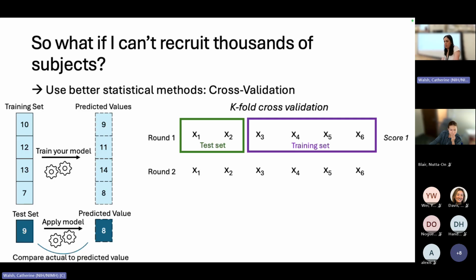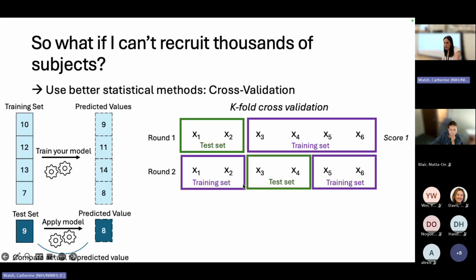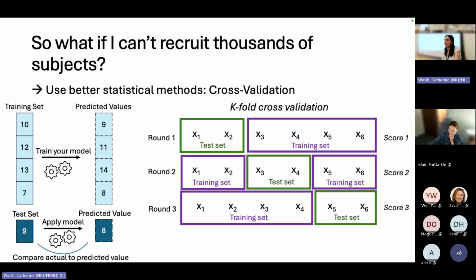Great, life is good. We'll take our data set again, and this time we'll use a different test set, a different training set. So same data, different model, next score. We'll do it again. Another test set, another training set, another score. We can then look across all of these rounds, take an average, get an average score, and that gives us a better sense about how well our model is doing. And this helps us test these models with relatively fewer data subjects.